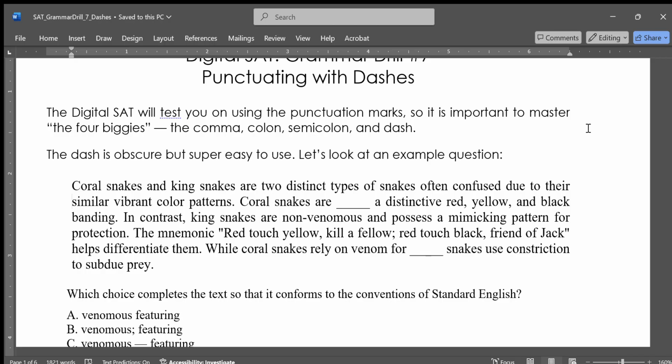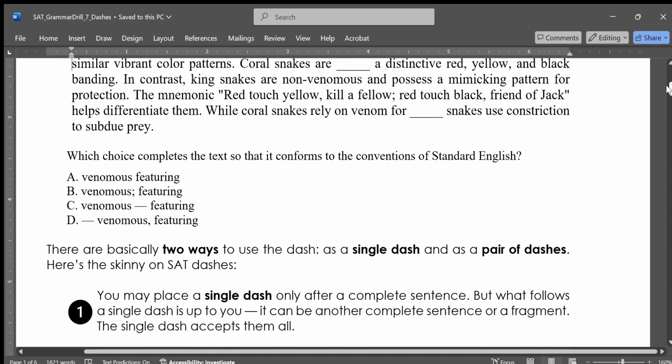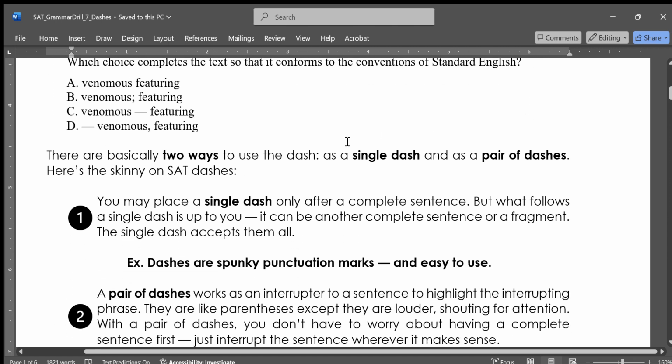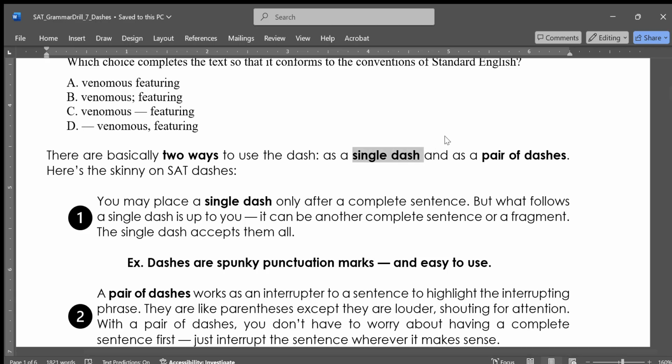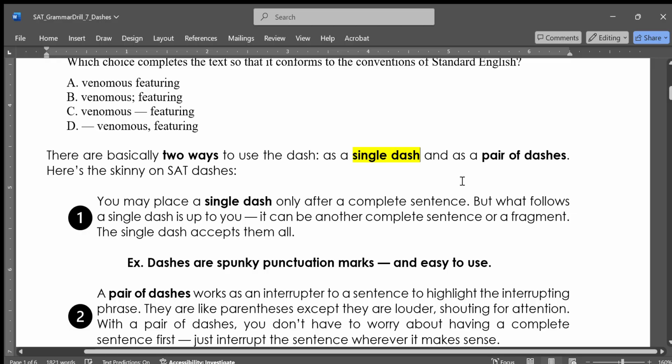I have this passage that I made up about coral snakes and king snakes and what makes them different. I know, gripping stuff. A couple things about dashes before we get into this little passage. As I scroll down here, basically we get to use the dash two different ways. We can use them as a single dash, and we can also use it as a pair of dashes.